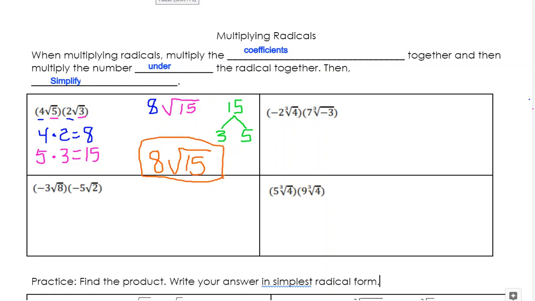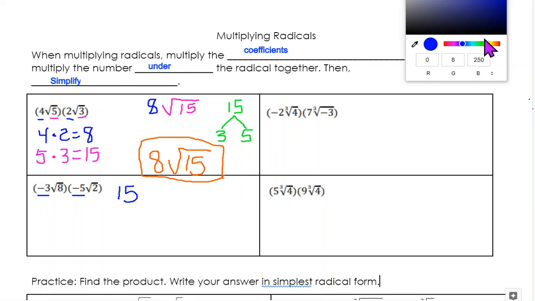All right, let's try another one. My first step is I want to multiply my coefficients. My coefficient here is -3, my coefficient here is -5. A negative times a negative is a positive. 3 times 5 is 15. So 15 is going to go on the outside of my radical.